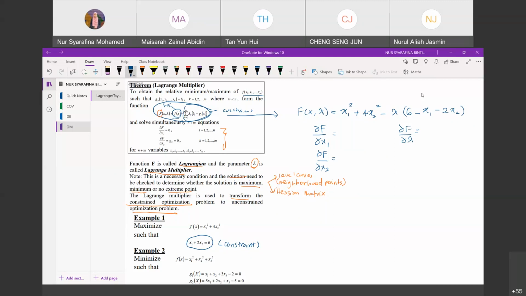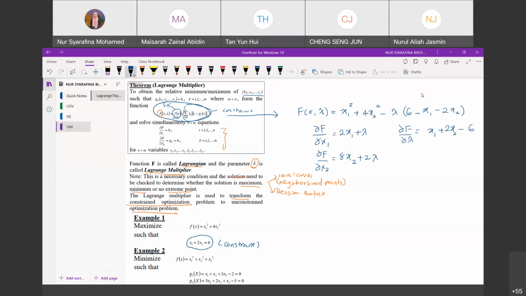What is del f del x1 there? We have 2x1 plus lambda, and then del f del x2, we have 8x2 plus 2 lambda, and del f del lambda, we have x1 plus 2x2 minus 6. Okay. All right, everyone got this?